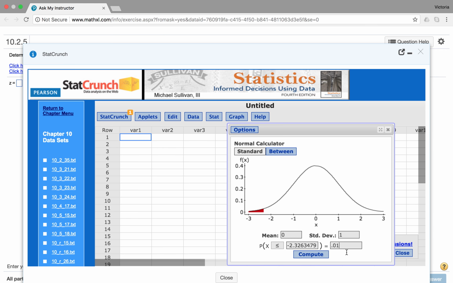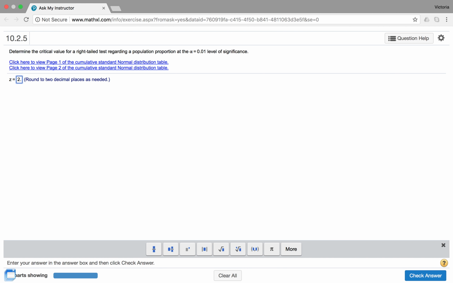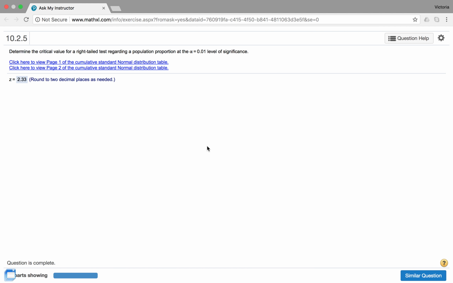So like I said, just keep it as 0.01, and now we're just going to make this value positive to pretend like it's the right tail being shaded. So 2.33 should be our answer. Let's just go check here. 2.33, and it likes it. Okay, so again, you can either use your table, but I honestly would probably use technology.